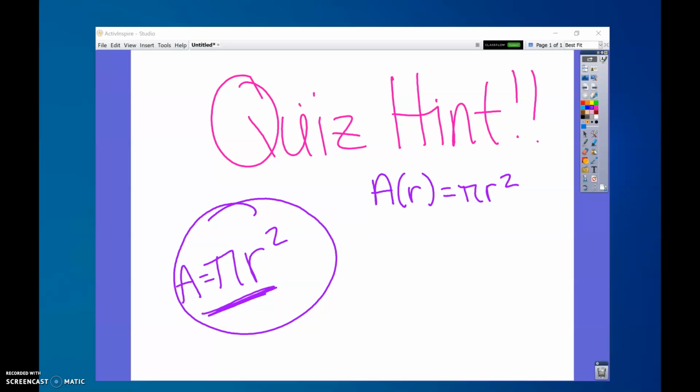Your quiz is on Monday, and we've been going over inverse functions. I highly recommend you check out videos on my Unit 8 Lesson 1 on my website. I have tons of examples of how to do inverses, but a real quick hint for you. Area of a circle is pi r squared, and that's actually a function. Area is a function of the radius.